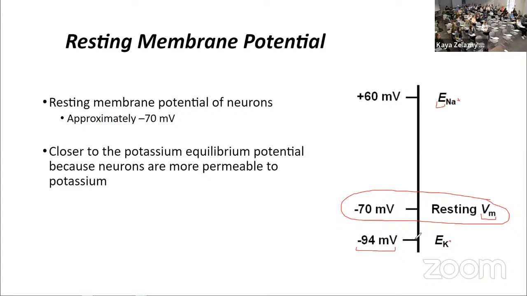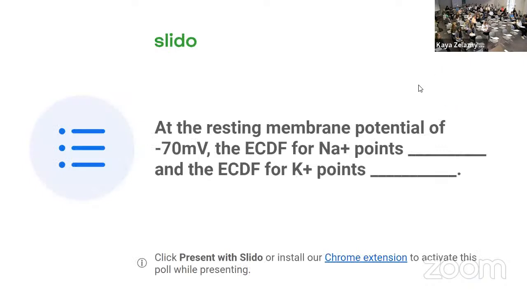Okay. Now, as you can see on this little line, our resting membrane potential of -70 is closer to that equilibrium potential for potassium. So potassium is closer to getting what it wants from this situation. This is because the membrane of our neuron is more permeable to potassium. So potassium is better able to cross that membrane.